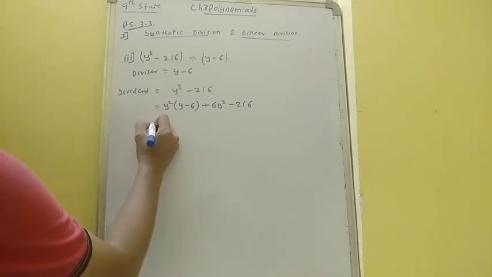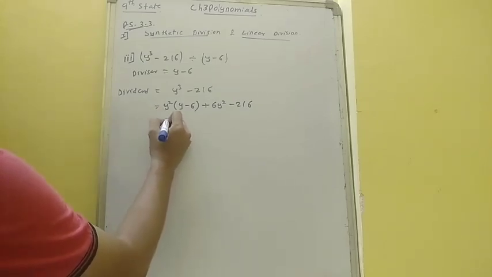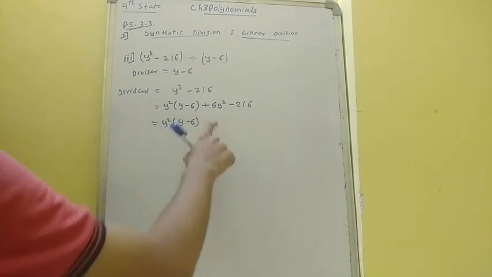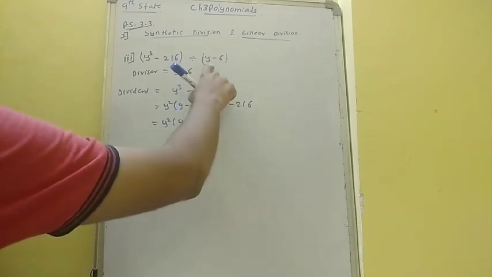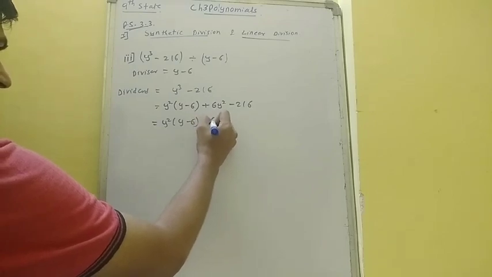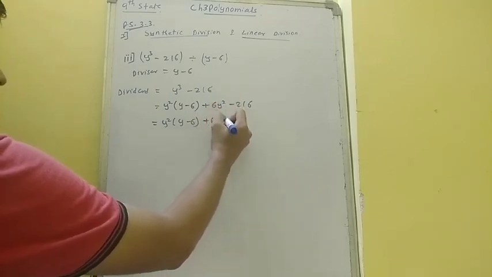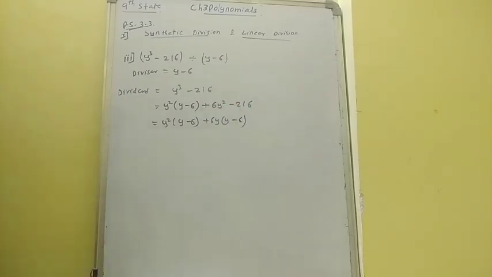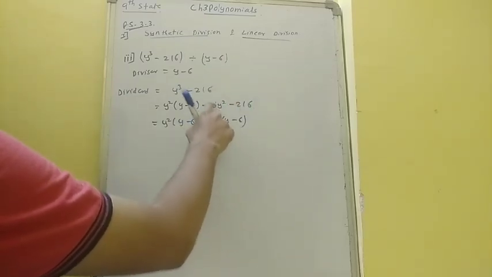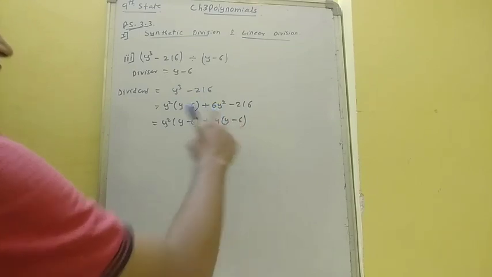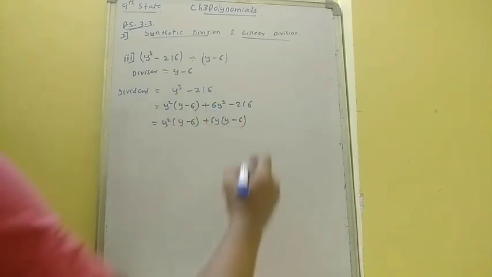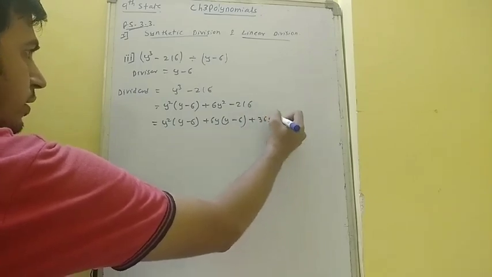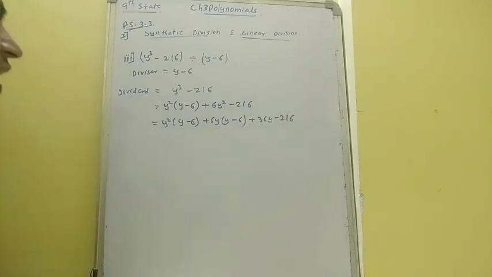Okay, so y square as it is, y minus 6 as it is. Okay, now we have 6y square. I want y. So I will take 6y common. So what is remaining inside? y. Okay, and I will write this minus 6. So 6y into y is 6y square, but 6y into 6 is minus 36y, and to balance that I will add plus 36y minus 216 as it is.